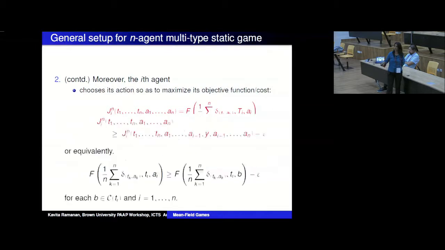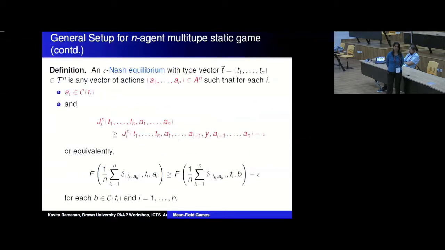And then this is also the same thing we know already. So now the only difference is that an epsilon Nash equilibrium with a certain type vector, so it's associated with a certain type vector, is any vector of actions such that a_i belongs to C_{t_i}, so it obeys the admissibility or constraint conditions. And then you have the same thing that you had earlier. But now, of course, your function is a function of all the types as well as the actions. So everything is the same, except now you also have types and actions.